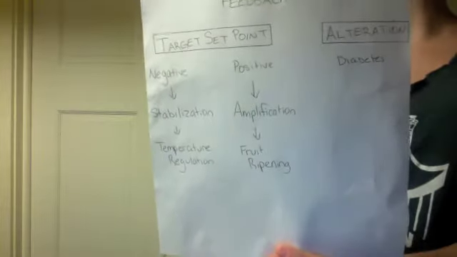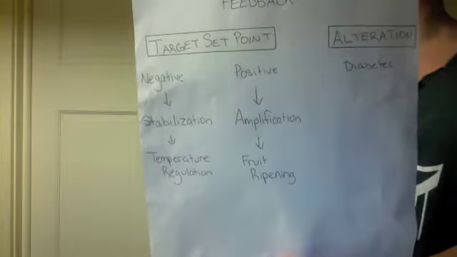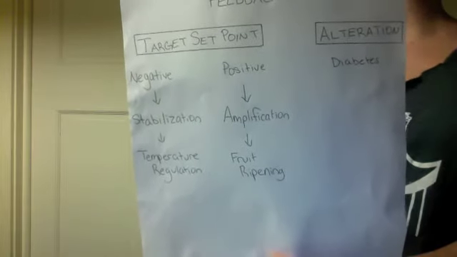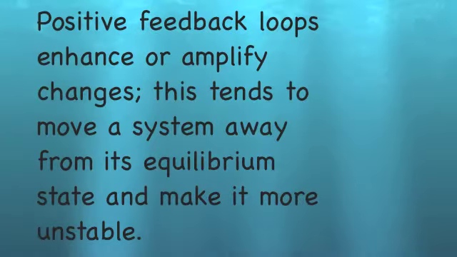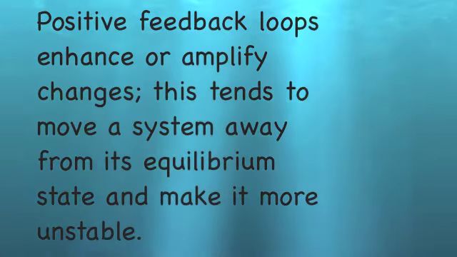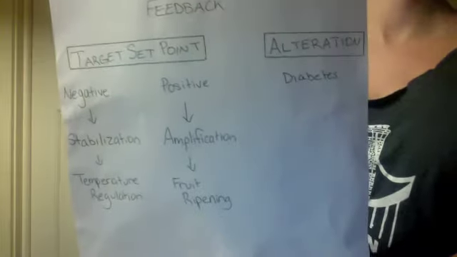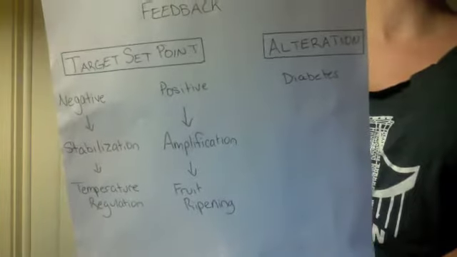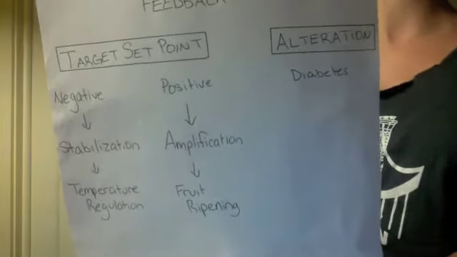In a positive feedback loop, you move away from the target set point and amplify the conditions. An example is fruit ripening. Positive feedback loops enhance or amplify changes. This tends to move a system away from its equilibrium state and make it more unstable. And if something goes wrong in the feedback loop, there may be an alteration, an example being diabetes.